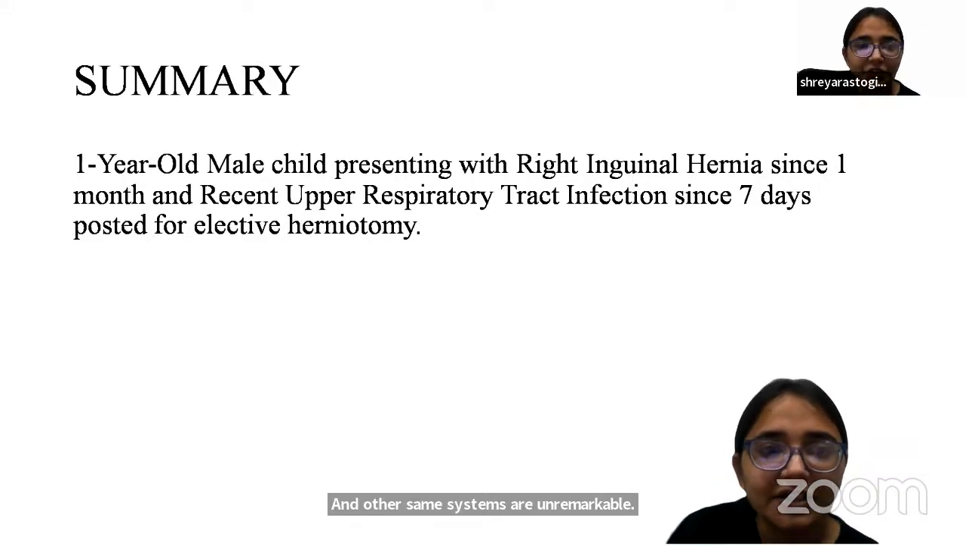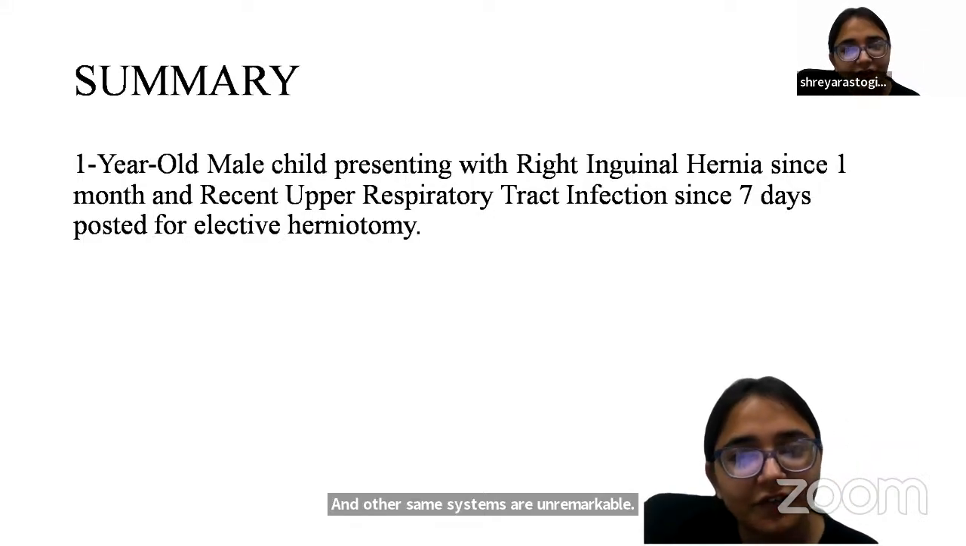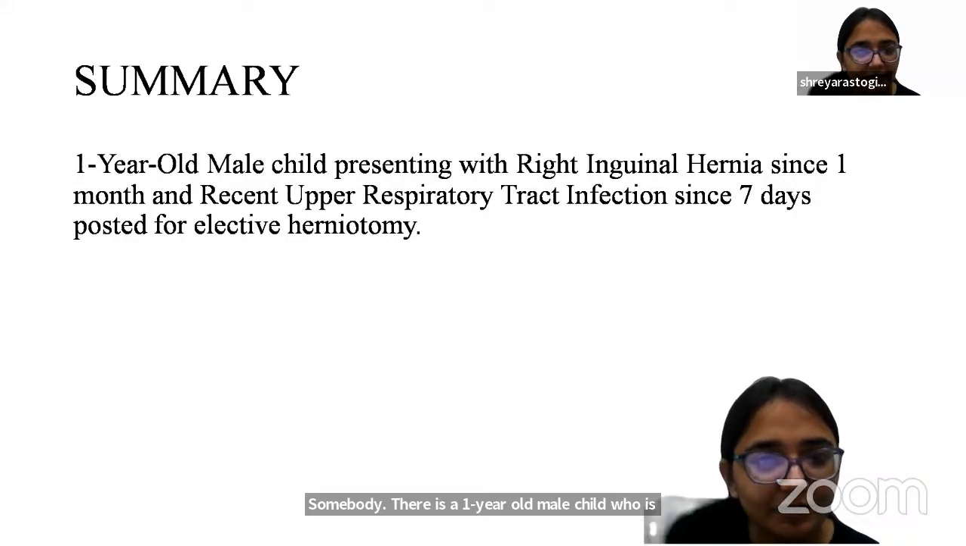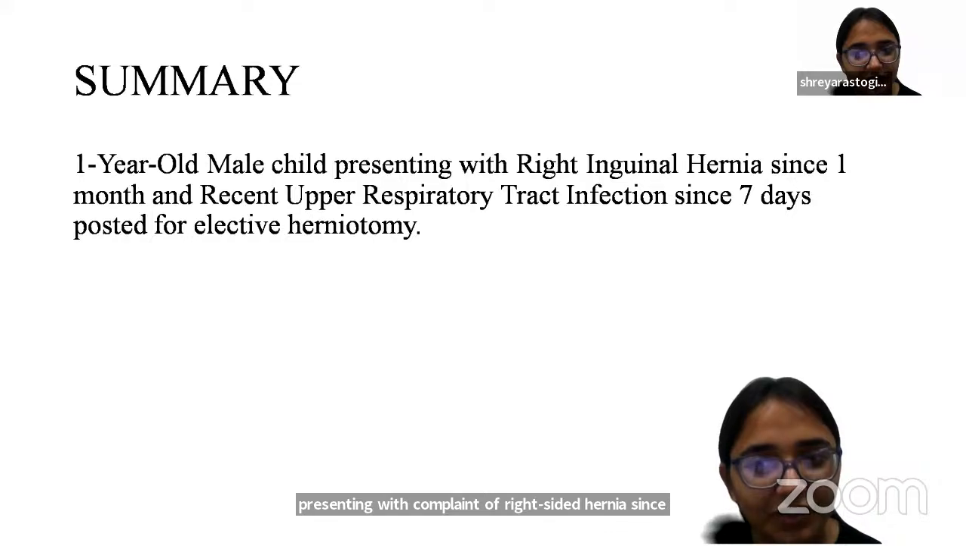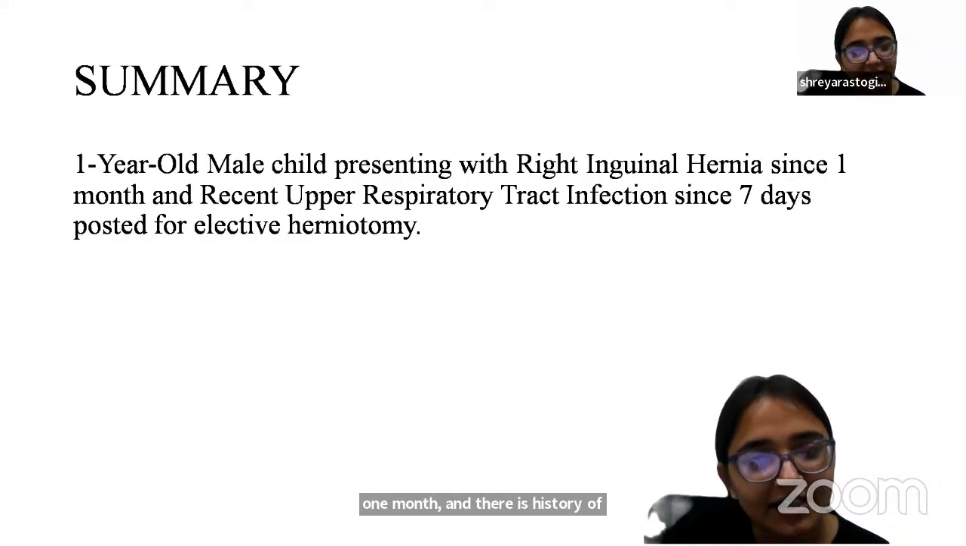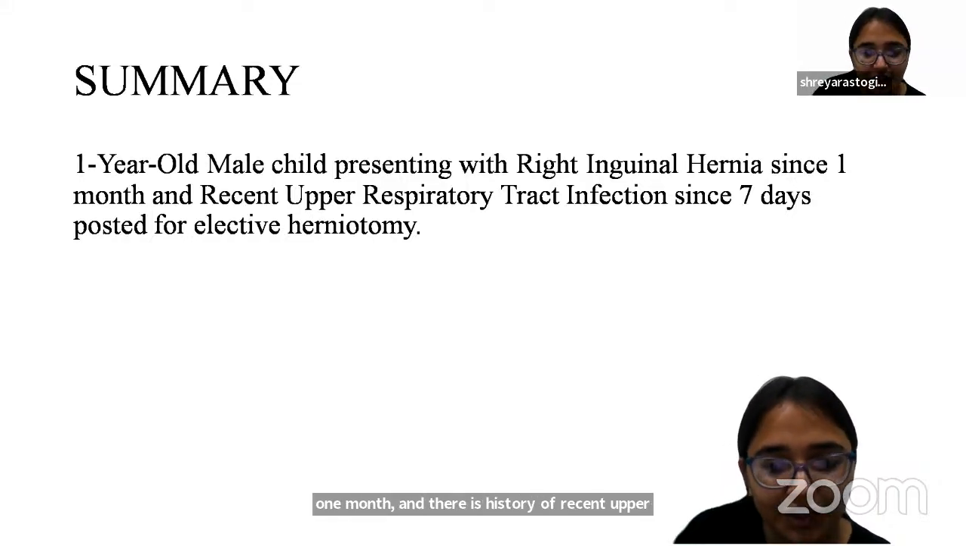Summary: there is a 1-year-old male child presenting with complaint of right-sided inguinal hernia since 1 month, and there is history of recent upper respiratory tract infection for the past 7 days, and this child has been posted for elective herniotomy.